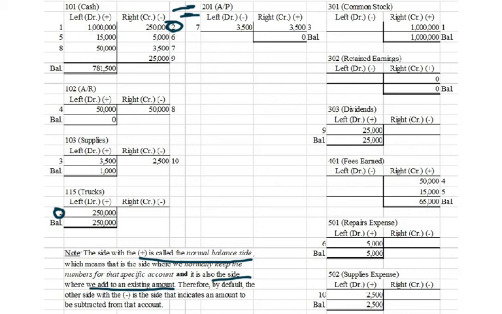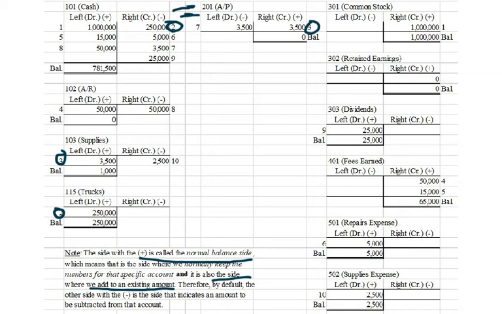All right, number 3 was purchasing supplies on account in the amount of $3,500. That was more supplies, put them on the left, and of course they owe more money, so that goes on the right-hand side of the accounts payable, the liability account. Transaction 4 was providing services for a customer in the amount of $50,000 on account or on credit.